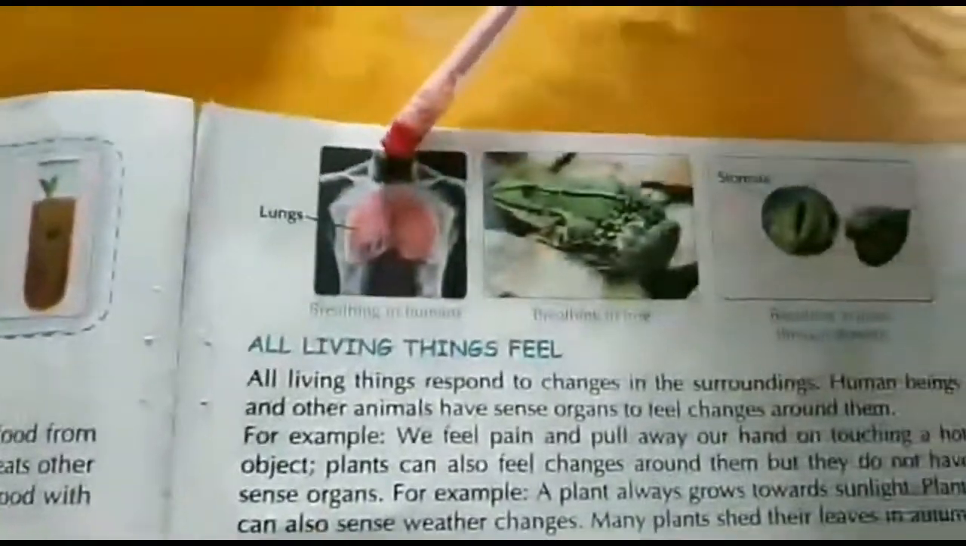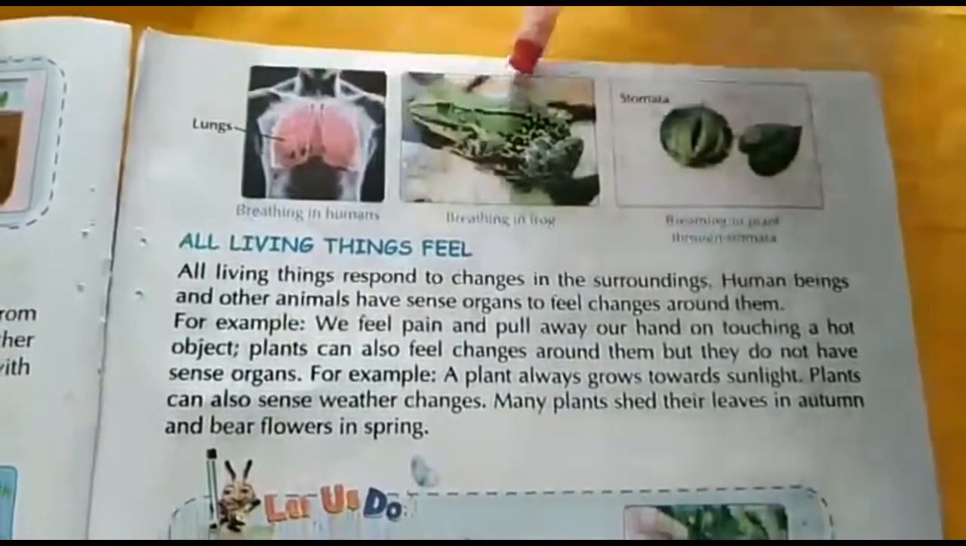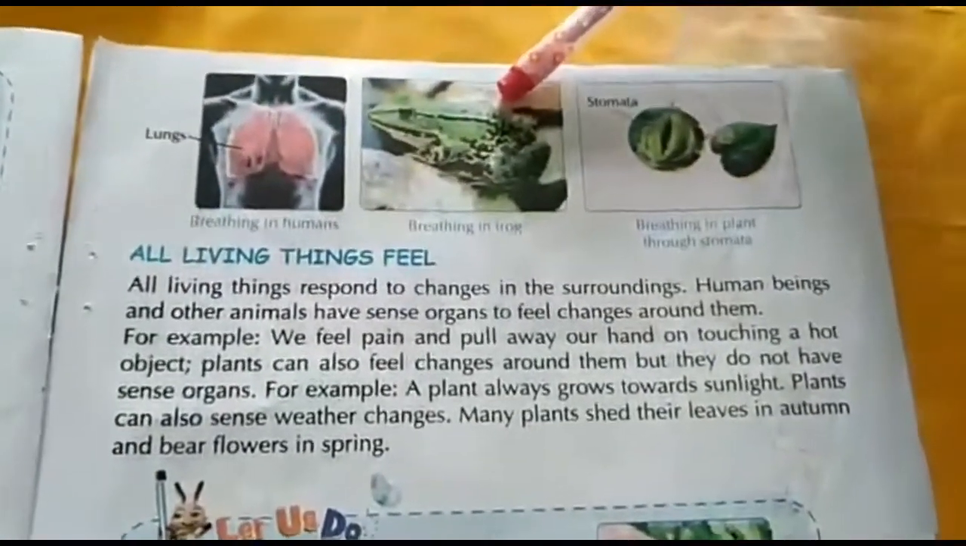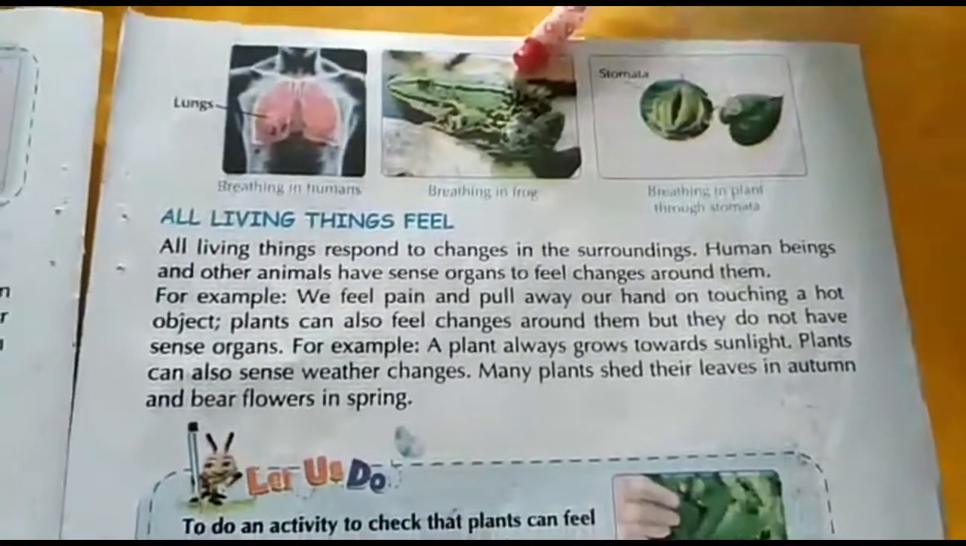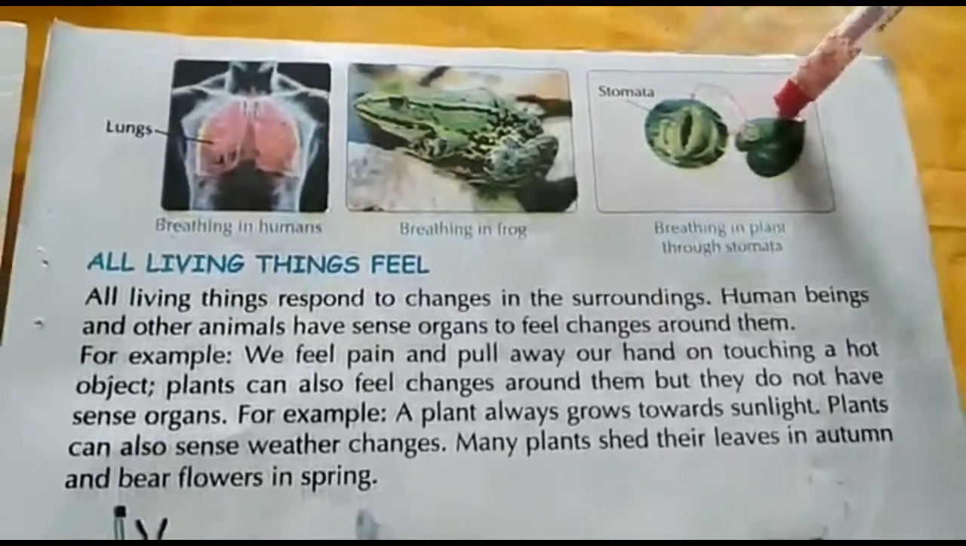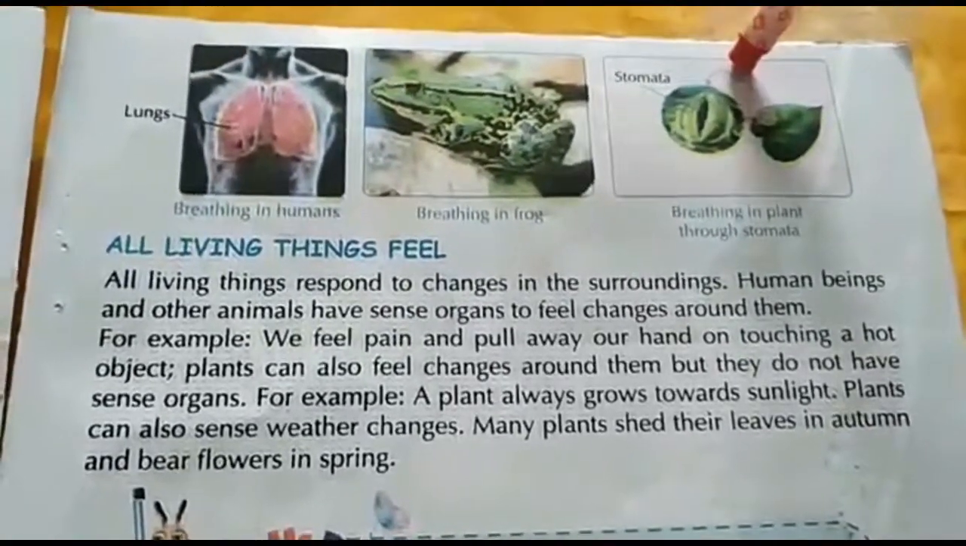Here, we are breathing through our lungs. The frog breathes with its moist skin in the water and with lungs on the land. And here, the plants breathe with the stomata on the leaves.